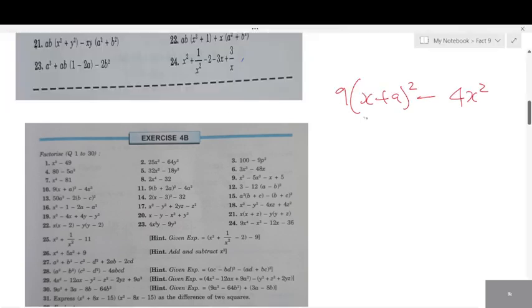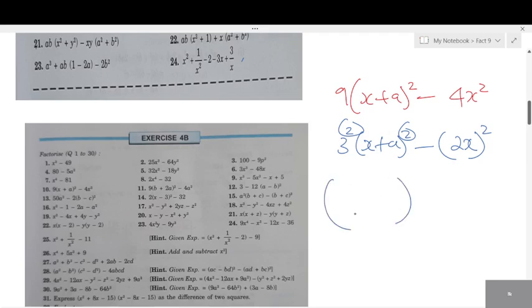Now, which one has a square, students? Is 9 a perfect square number? How can I write 9 as 3 square? Yes, 3 square like this. Minus here, what can I write? 2x the whole square. Now, can you see this square and square is common to both?